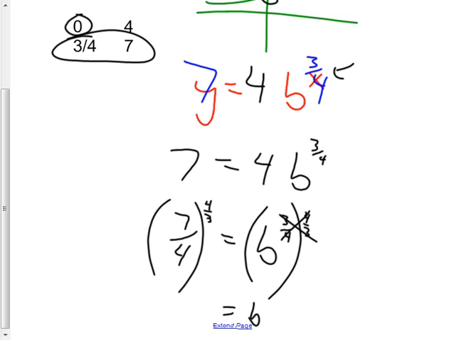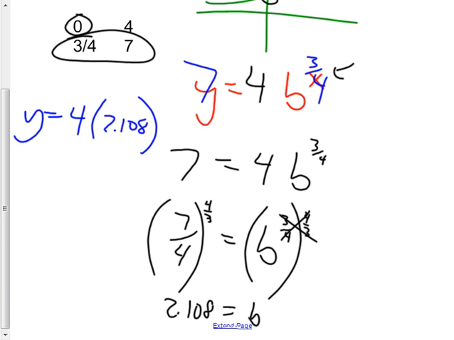Okay, did you guys get 2.108? All right, is that the answer? No, the answer is the equation. It's y equals starting value 4, b value 2.108 to the x. That's the answer.